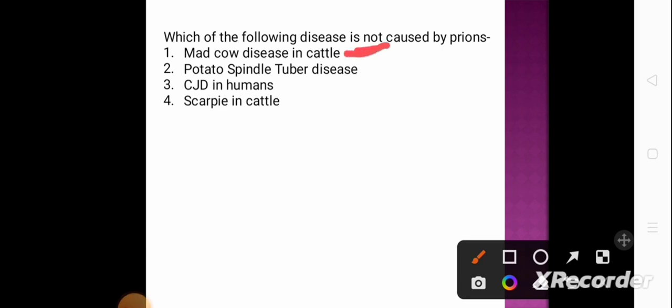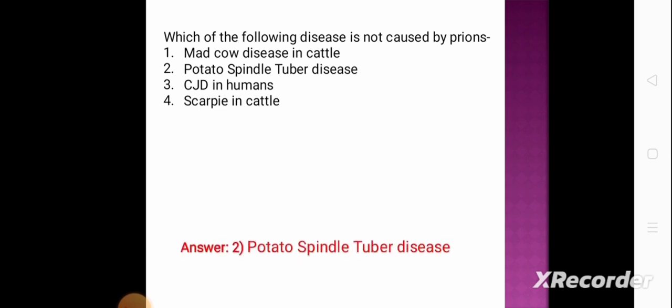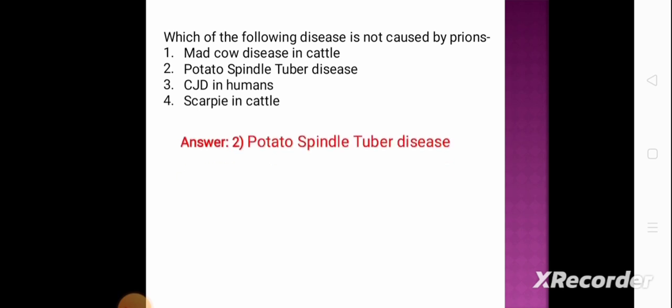So it is not the answer. Next one is potato spindle tuber disease. It is not caused by prions. The third one is CJD, which is also caused by prions, and scrapie in cattle is also caused by prions. So the answer will be option 2, that is potato spindle tuber disease, which is not caused by prions.